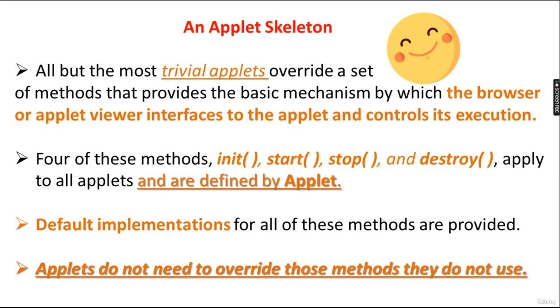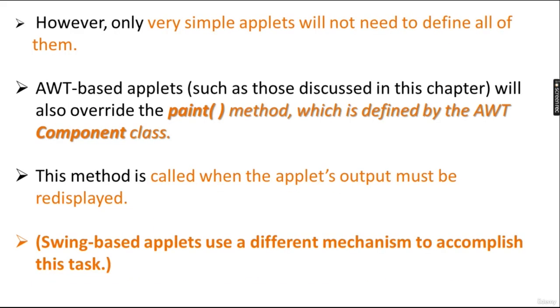Default implementations for all these methods are provided, so applets do not need to override them. If the applet is doing something on start or on stop, then overriding is compulsory. If it is not using that particular event, then it will not be used. Only very simple applets will not need to define all of them.